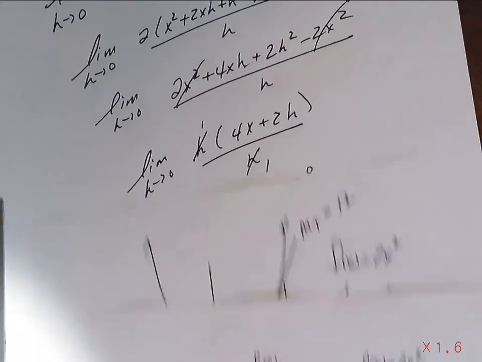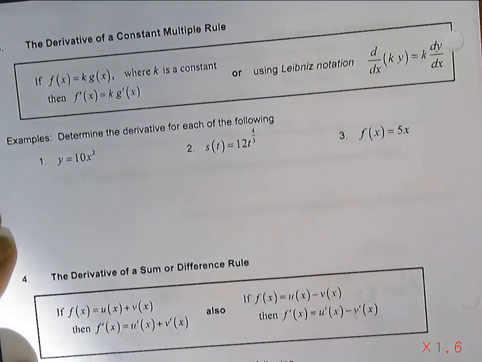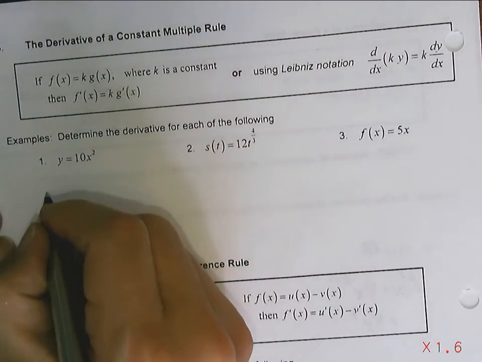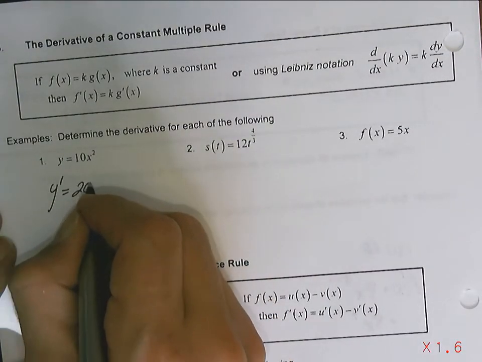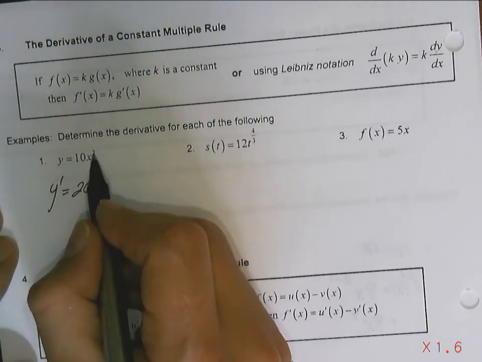Okay, so just so that you understand what's happening, let's come back to the question. Determine the derivative of each of the following. Well, I think we've gone over this enough times that we get it. So what's going to happen is the 2 is going to come down. Y prime will be 20x. 2 came down, multiplied by the 10, took 1 away.